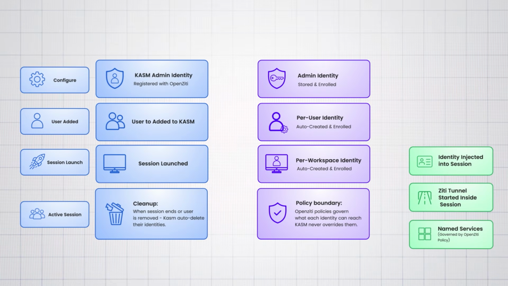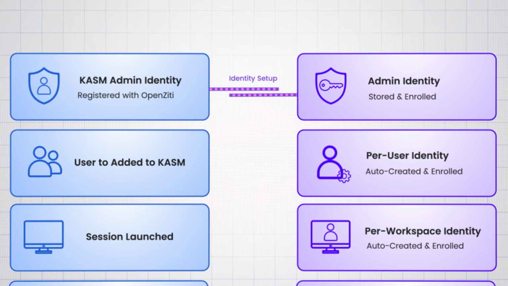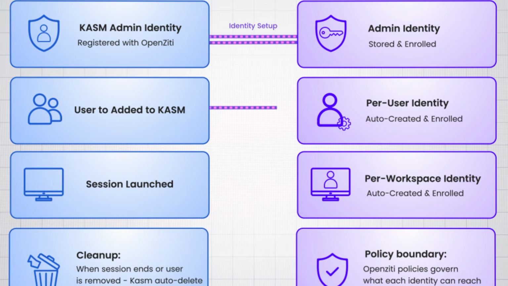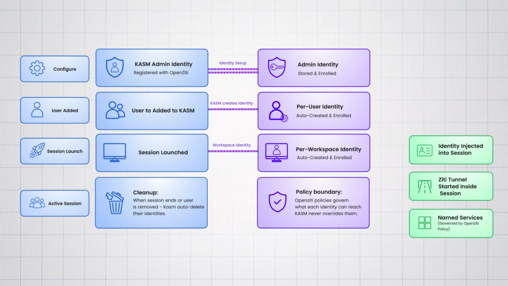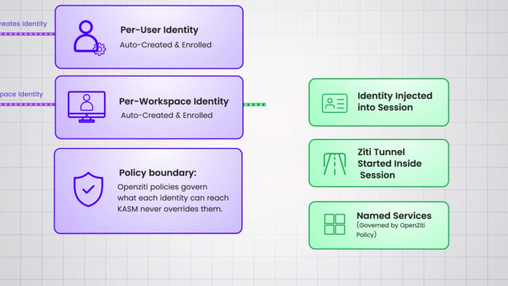In terms of how Kasm integrates with OpenZiti, Kasm holds an admin identity for the configured OpenZiti provider and uses it to automatically manage per user and per workspace identities, creating, enrolling, and removing them as users and workspaces are added or removed. At session launch, the appropriate identity is dropped into the session and a Ziti tunnel is started inside it. What that session can actually reach is entirely governed by the OpenZiti policies configured outside of Kasm. Kasm never overrides these policies.